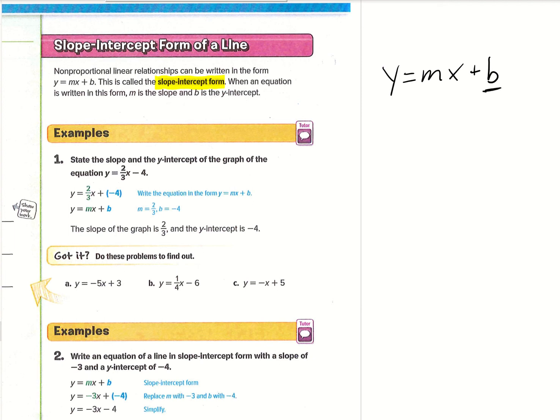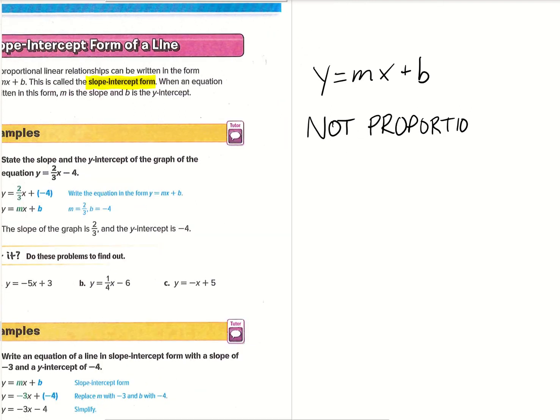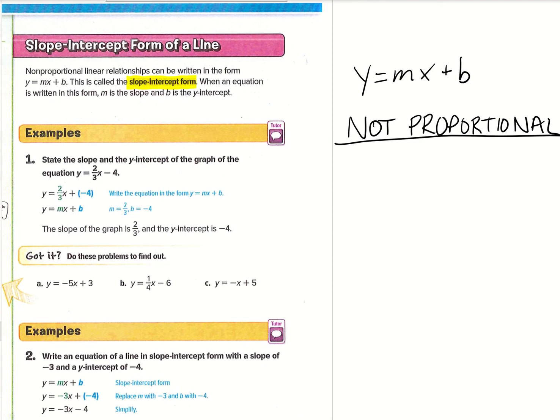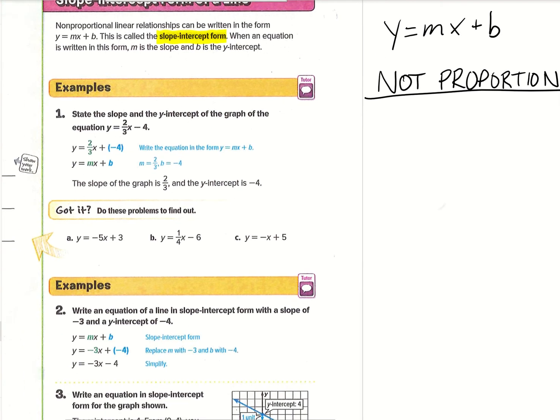One thing to note is that in slope-intercept form, these are not proportional, unless your b is 0. Slope-intercept form is not proportional. That's just one quick thing for you to know.